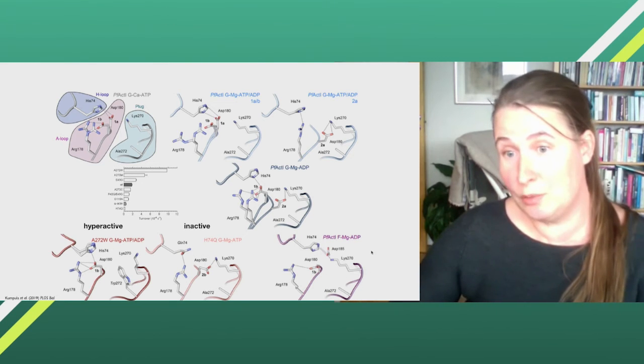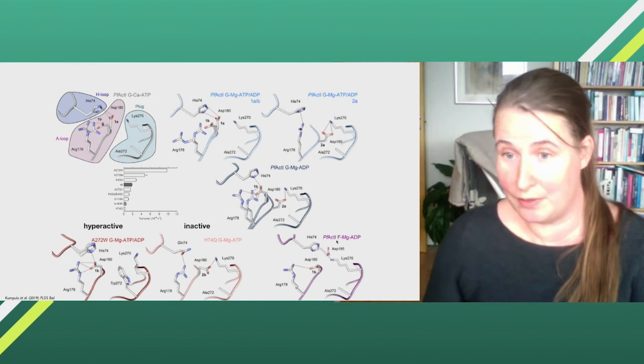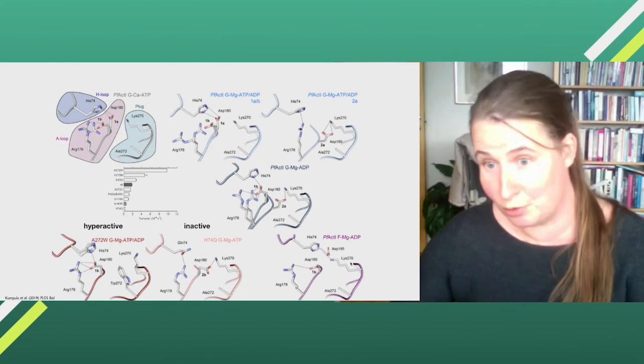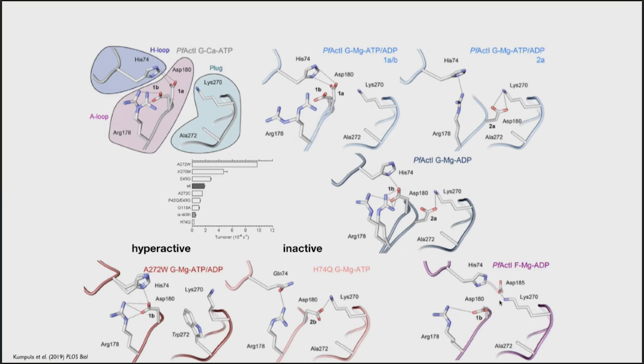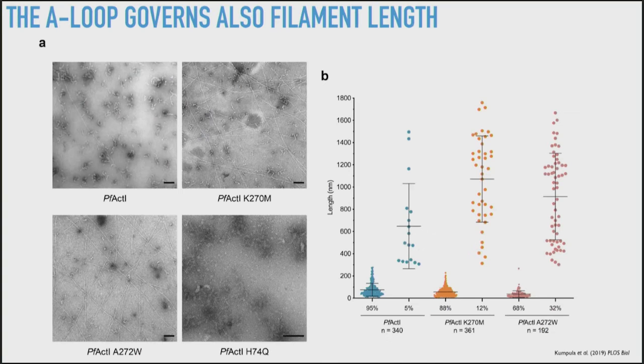If you look at what actually happens in the filament, when we have afterwards also determined high resolution cryo-EM structures of the filament, you actually see that this loop is closer to this lysine over here, but there is another residue that comes into play in the filament conformation as well.